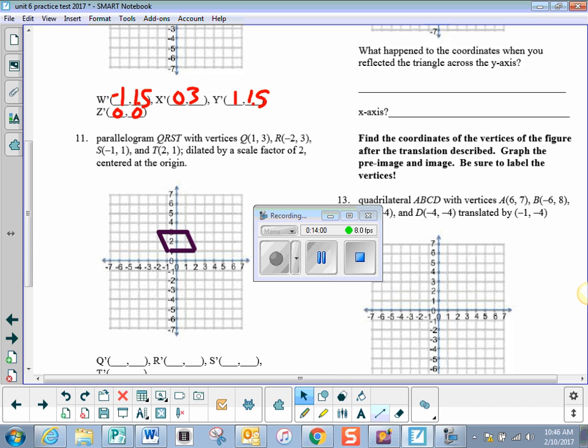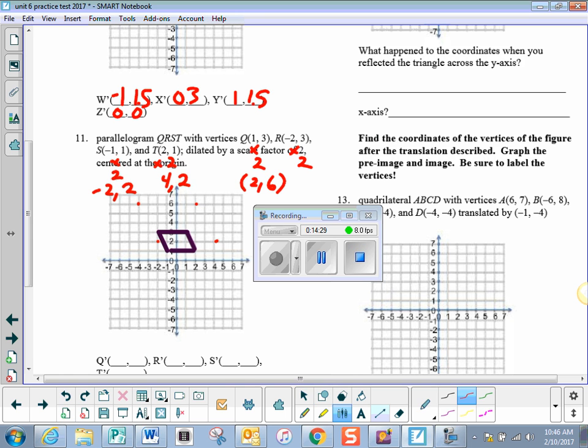So dilated by a scale factor of 2, we just multiply each coordinate by 2. What's 1, 3 times 2? It's 2, 6. So we have 2, 6. This one times 2 is -4, 6. This times 2 is -2, 2. And this times 2 is 4, 2.